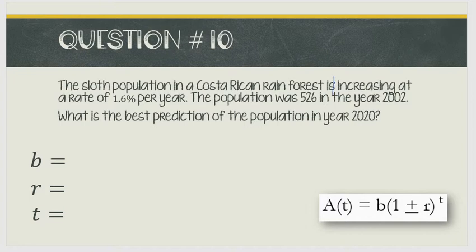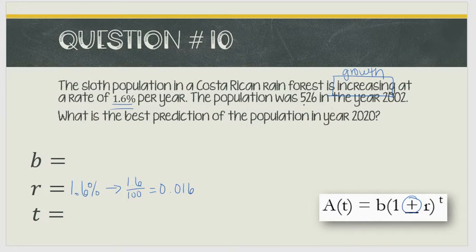It tells us that we are increasing. So right there, that indicates that we're going to have a growth problem, so I'm going to be using that plus sign in my formula. It tells me my rate is 1.6%, so I'm going to fill that in for rate. And then remember, to go from our percentage to a decimal, we just divide by 100. So I'm going to have 0.016 for my percent as a decimal.